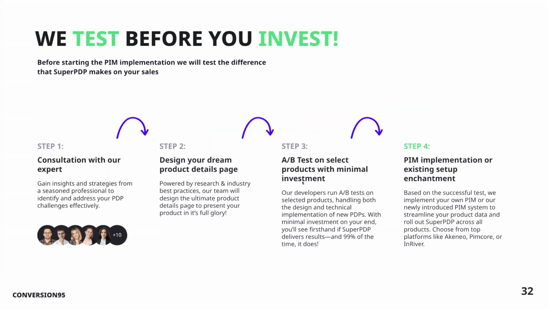So before we start with any PIM implementation, we will test the difference that SuperPDP makes on your sales. So knowing everything that we do in Conversion95, how we usually approach the project is that we, again, get on a call with the business representatives, try to understand the current state of the business, current bottlenecks and goals, short-term, long-term, and try to identify and address the PDP challenges effectively.